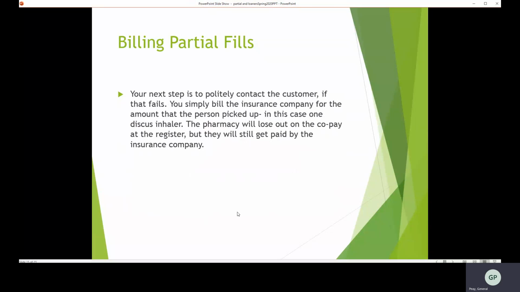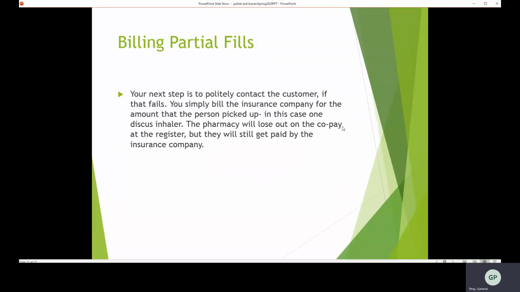Your next step is to simply and politely contact the customer. That's when you get the remainder in. If that fails, so just say you contact the patient, they never come back and get the remaining two, even though you have a partial on one at no cost. What you simply do is bill the insurance company for the amount that the person picked up. So in this case, one Diskus inhaler.